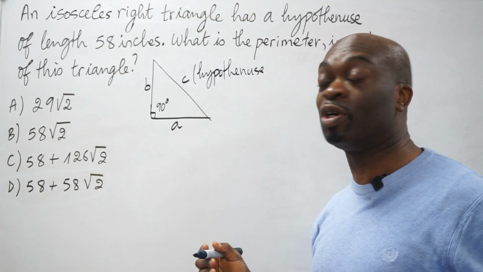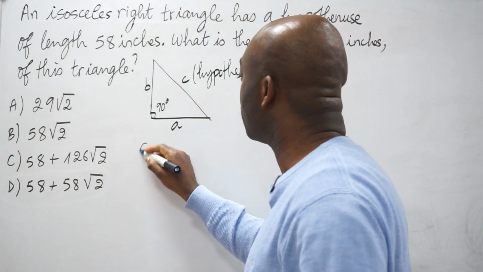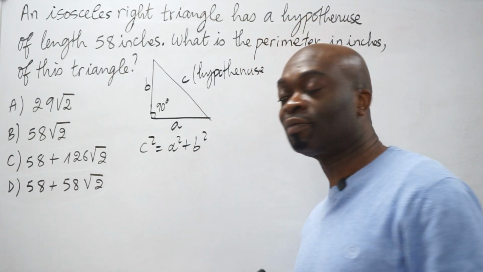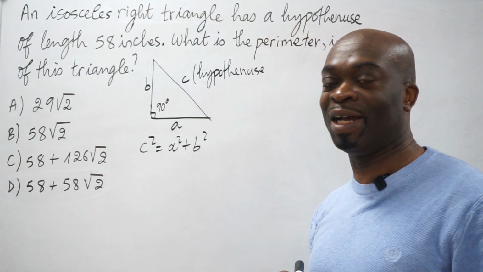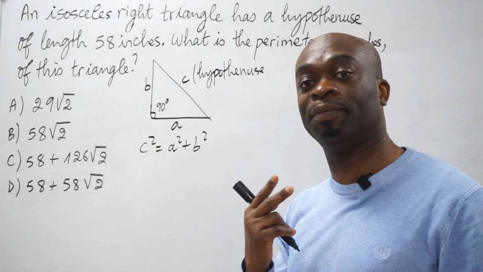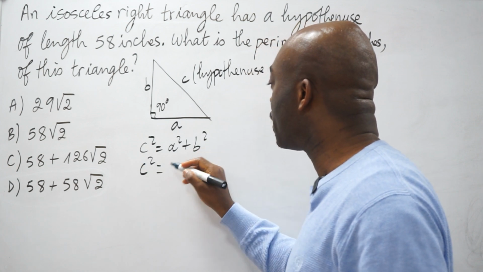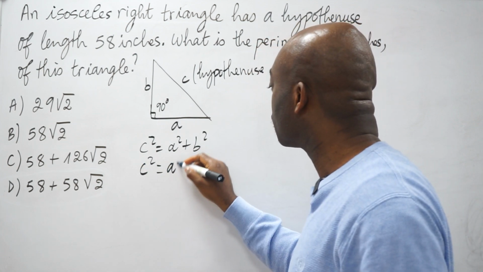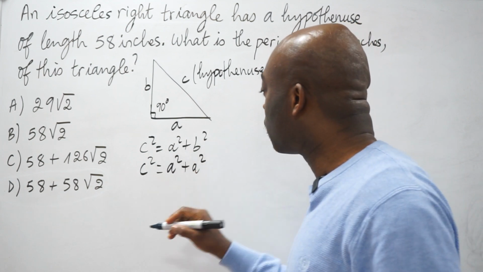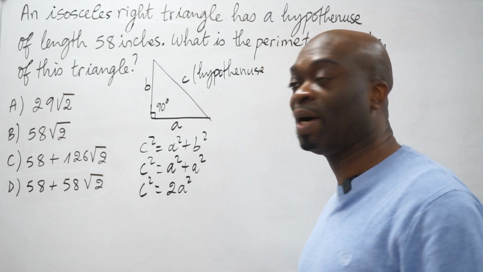So the first thing we've got to do, when we're talking about a right triangle, is C squared equals A squared plus B squared. I'm sure all of you remember that, right? So now what do we know? We know that these two sides are the same. So we can definitely replace B squared by A squared. A squared plus A squared is going to give us 2A to the second power.